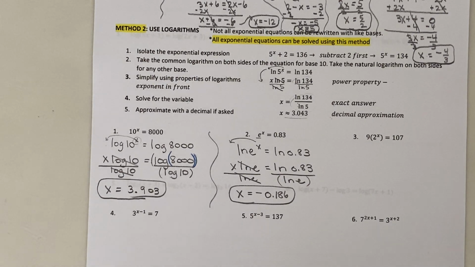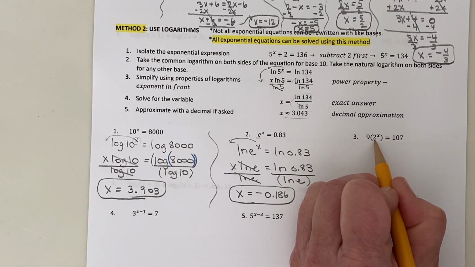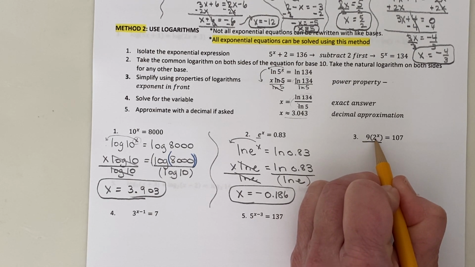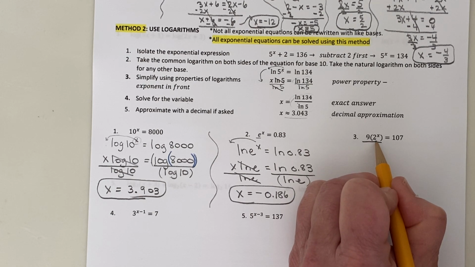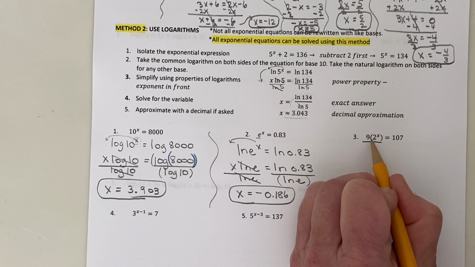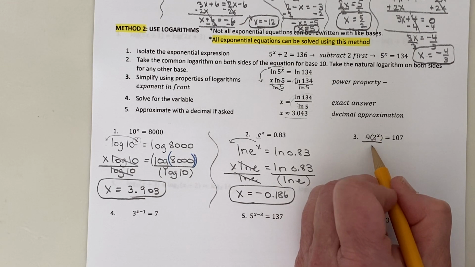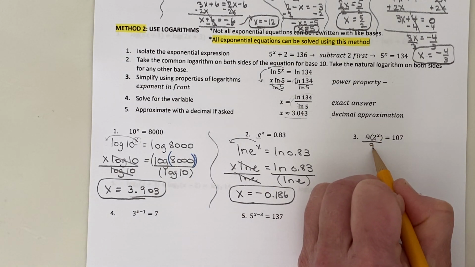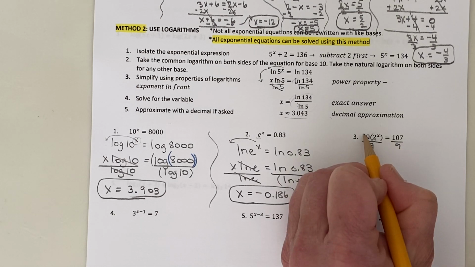Example 3. Step 1 of this strategy is to isolate the exponential expression. Well, this 9 does not get multiplied into the 2. We have to follow order of operations and do the exponent and then the multiplication. So don't think that you can ever multiply these two together and give the 18 a power of x. It doesn't mathematically work that way. Let's first of all isolate the exponential expression, dividing both sides by 9.